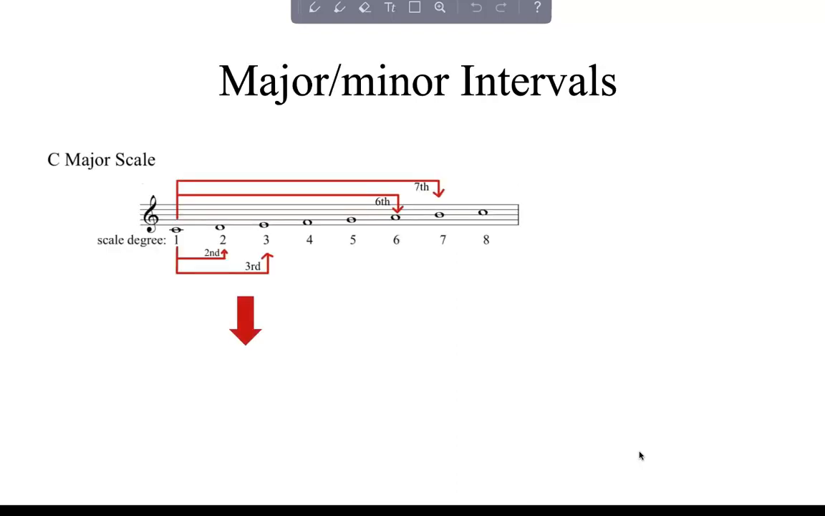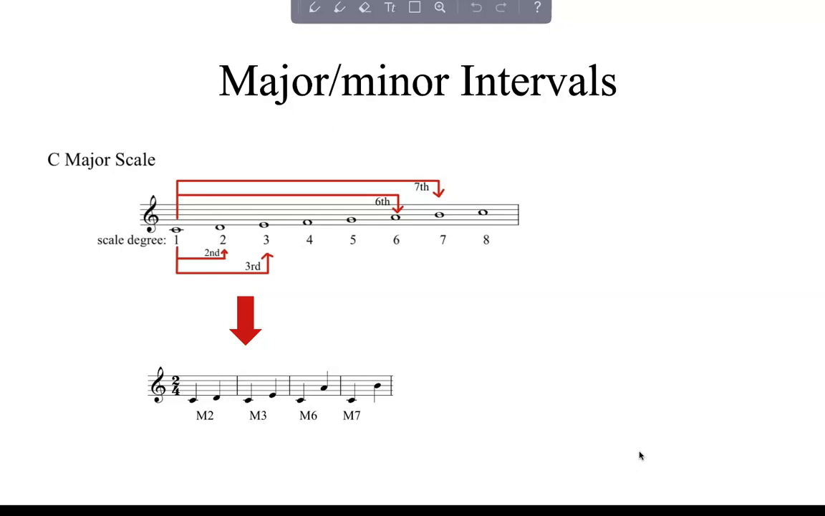Let's still start by looking at the C major scale. The intervals from scale degree 1 to scale degree 2, 3, 6, and 7 are major intervals. So here we have the major second, major third, major sixth, and major seventh. Let's take a listen to these intervals. Major second, major third, major sixth, major seventh. These are the major intervals.